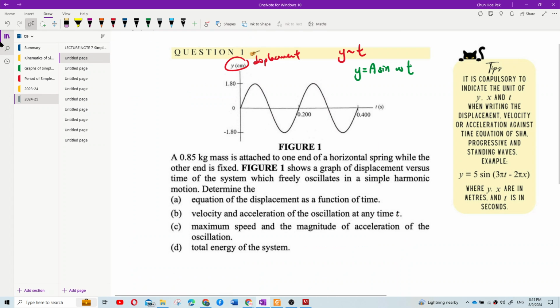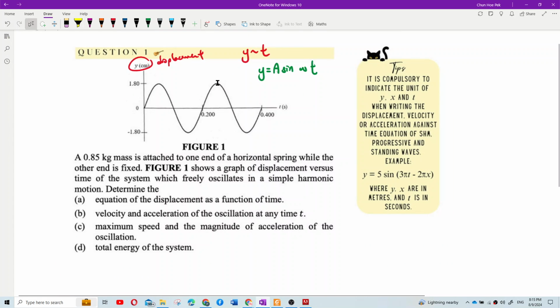Is it a sine graph? Yes, it's a sine graph. You see that, class? It's a sine graph. And so the maximum is the A, or negative A. Understand? And the value here, you see, this is the period, and this is 2 periods.